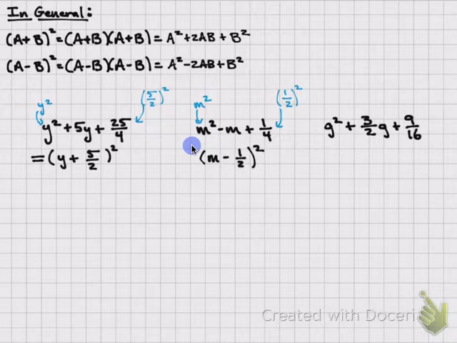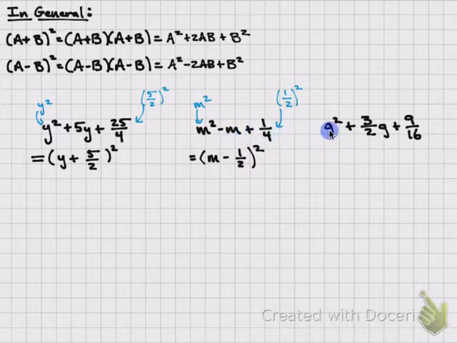Let's confirm. If we were to multiply this binomial by itself, it would look kind of like this. So we would get an m squared, okay. We should get a negative 1/2 quantity squared, which is 1/4, we got that. And in the middle, we should get negative 2 times m times 1/2. Well, 2 times 1/2 is 1. 1 times m is m. Do we have a negative m? Absolutely. So, hey, it worked. Again, not so bad.